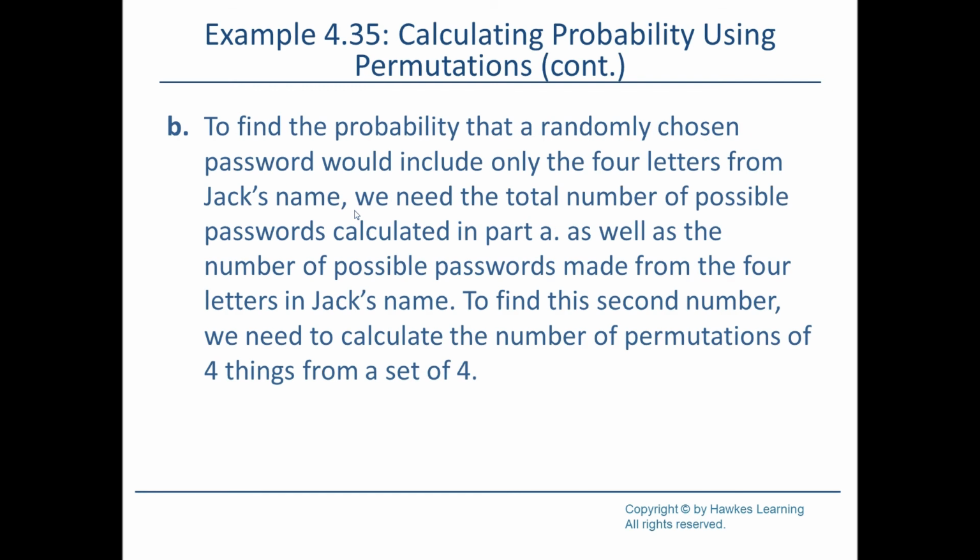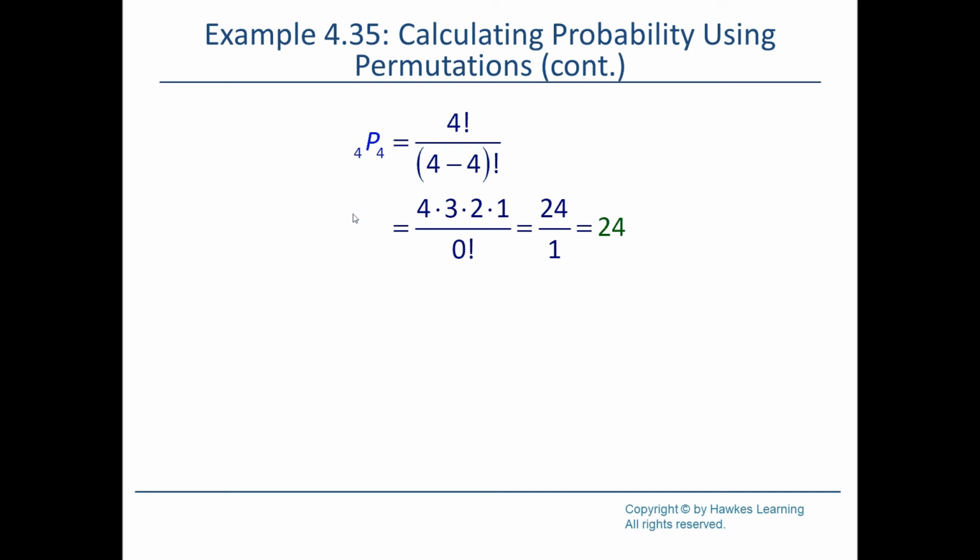To find the probability that a randomly chosen password would include only the 4 letters from Jack's name, we use the number from part A as the denominator. That's the n of s, our sample space. To find the numerator, the number of ways you can get the event, calculate the number of permutations of 4 from a set of 4. Four is just 4 factorial, which is 24.